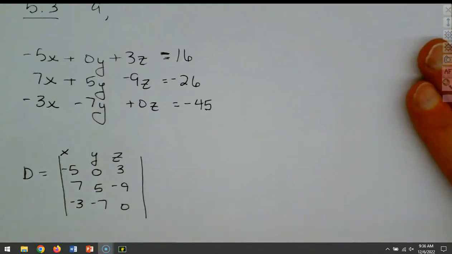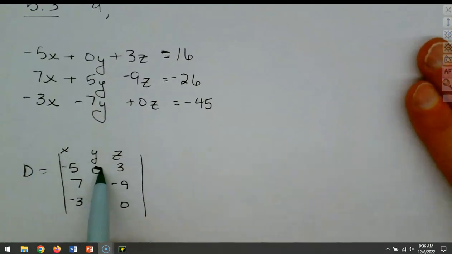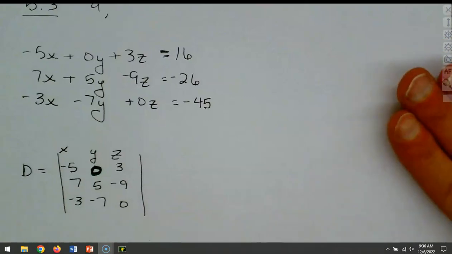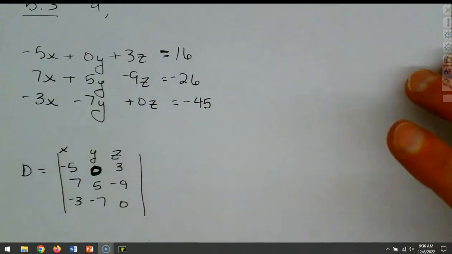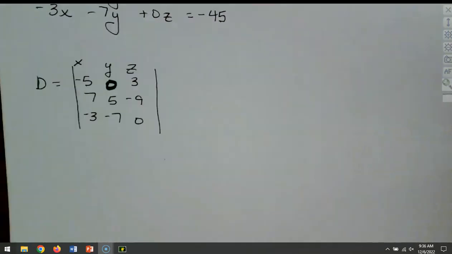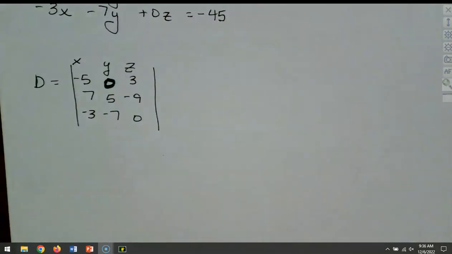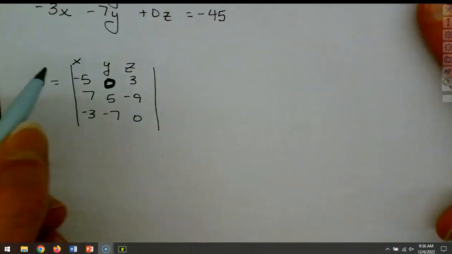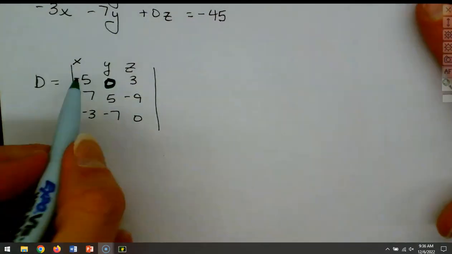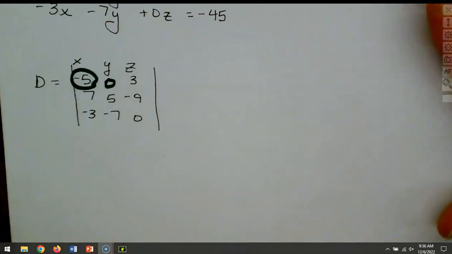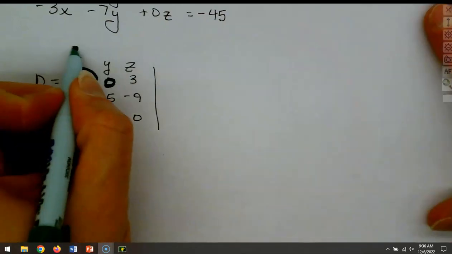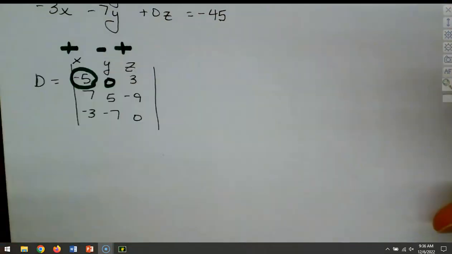I am going to go across the top because of this 0 here. Wherever you have a 0, it's going to make it the easiest, because that takes it to 1 less. Because that 0 is going to cancel out 1 of them. So let's go across the top. So we're going to circle that negative 5. Now remember how your signs go. Plus, minus, plus. Right? So that's how your signs go.